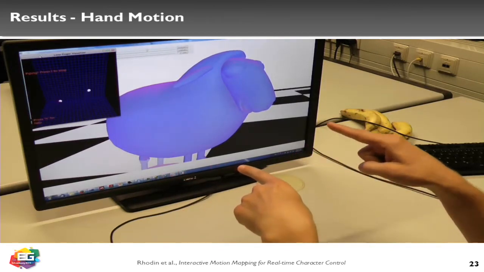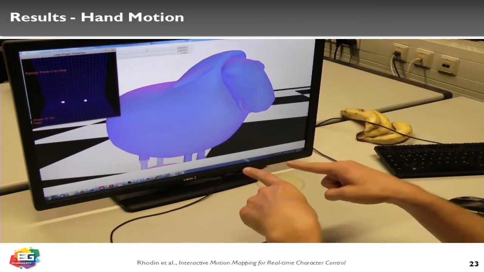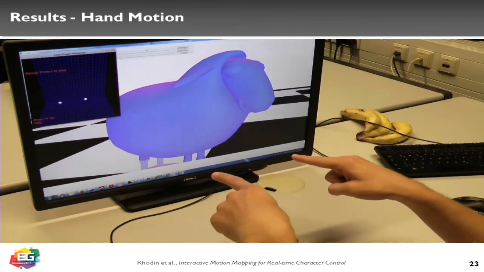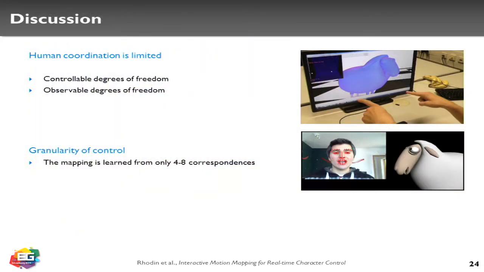In this case, the input motion is just 2 points in the 3D space. So some of the points is actually the human coordination is kind of limited. So the degrees of freedom is not that high in terms of what you can achieve.